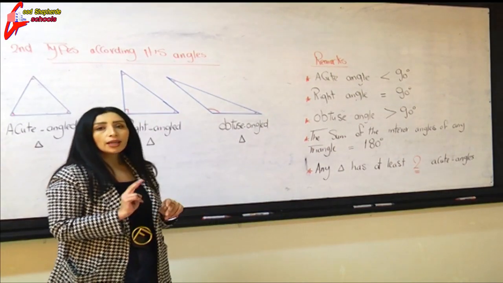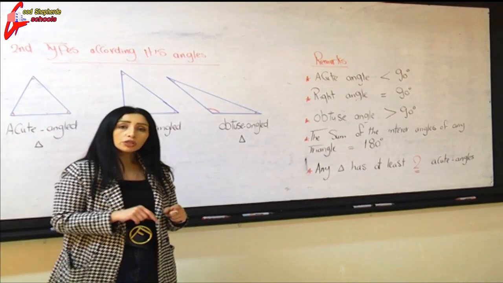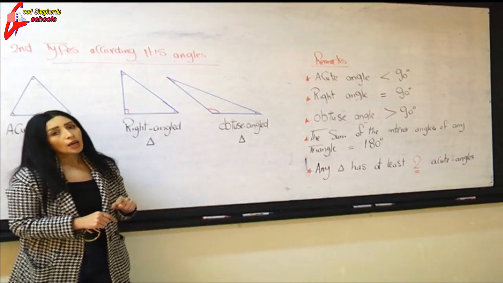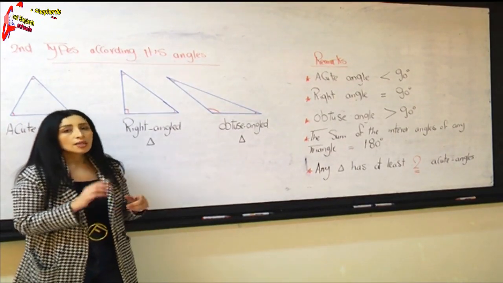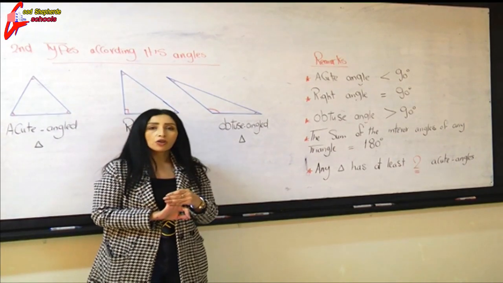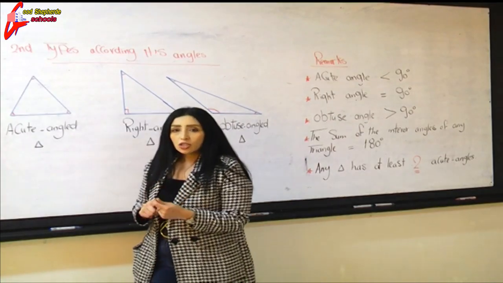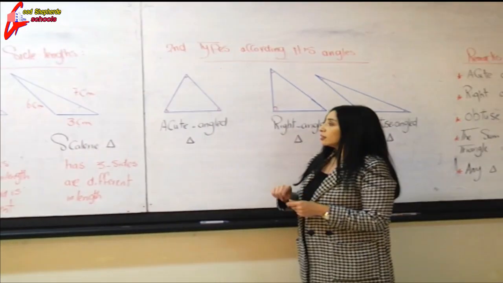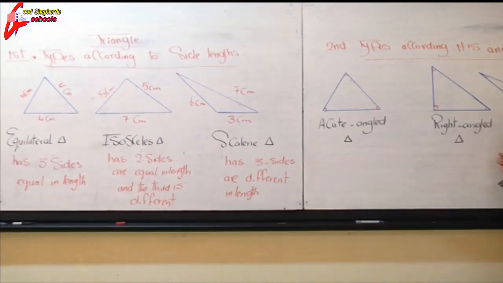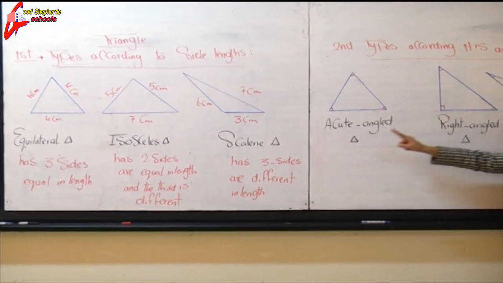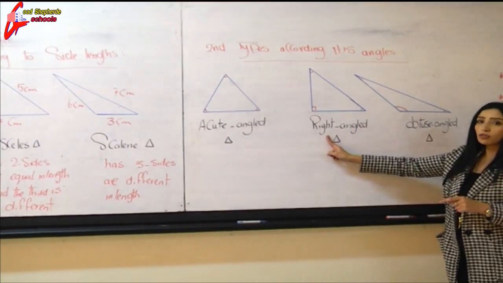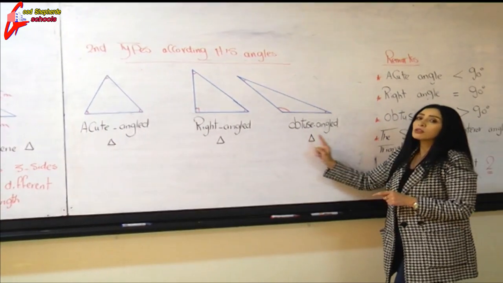So any triangle has 2 names: a name according to its side length and a name according to its angles. We have 3 names according to side length: equilateral triangle, isosceles triangle, and scalene triangle. And 3 names according to angles: acute angled triangle, right angled triangle, and obtuse angled triangle.